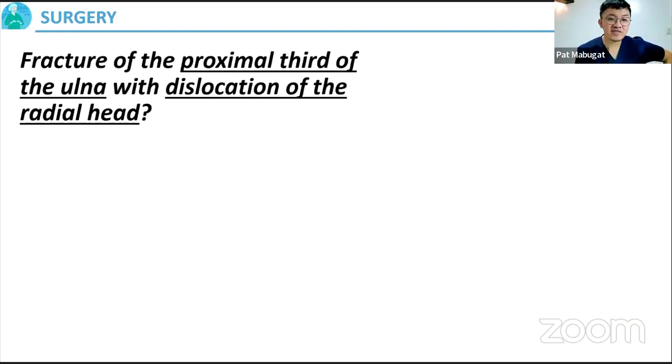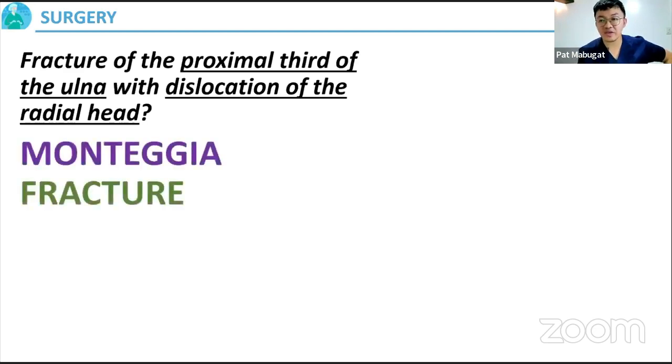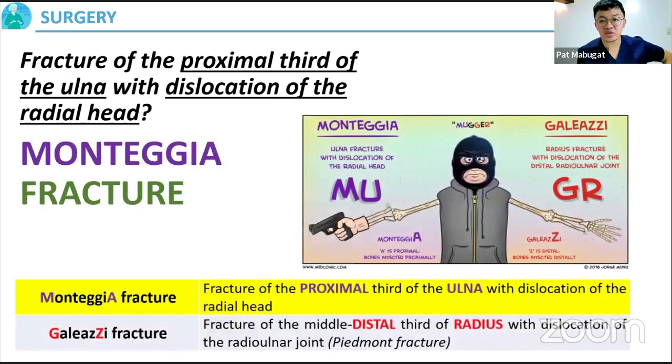Next, fracture of the proximal third of the ulna with dislocation of the radial head. So just a short, quick review. We have the Monteggia fracture. This is included in your handouts already. For the Monteggia fracture, we have the mnemonic MUGR: Monteggia involves the ulna, Galeazzi involves the radius, MUGR.